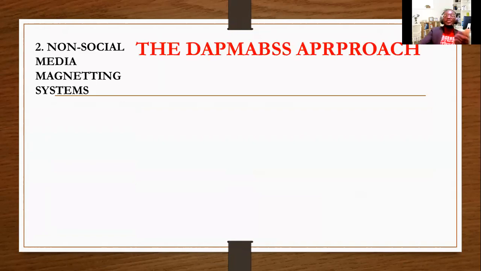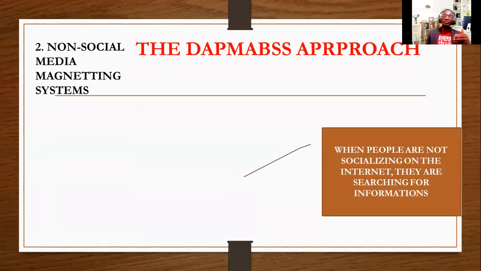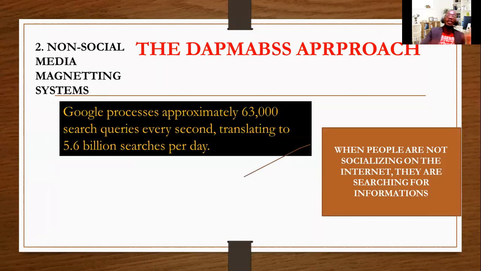Okay, now this approach, we have discussed how the people are online and they are on social media, but there are also times that people are not socializing, but they are on the internet. If they are not socializing and they're on the internet, they're actually searching for information. That's the truth. Okay, this brings us to the other component of the non-social media magnetic system.